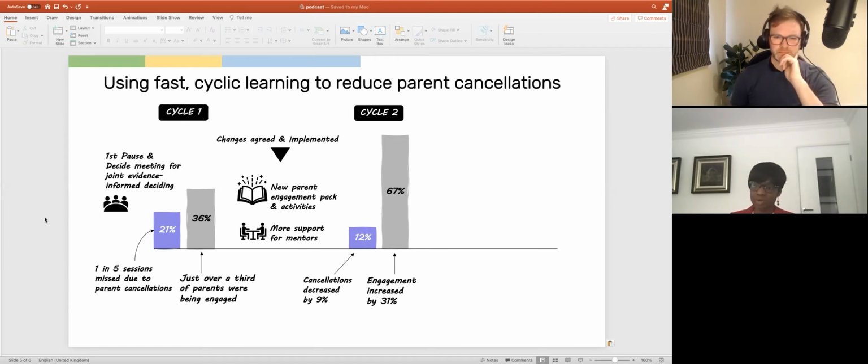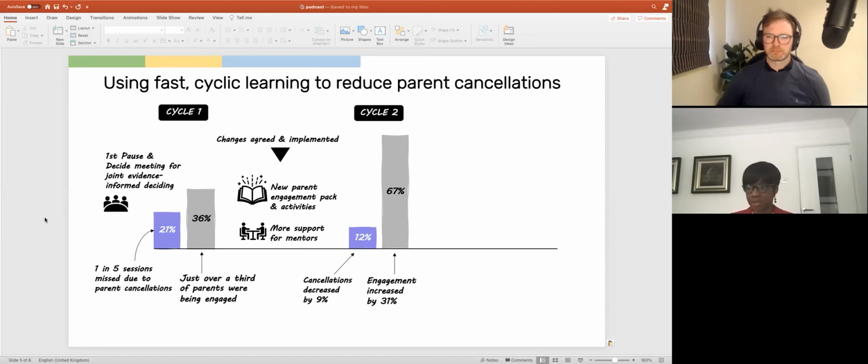And then mentors also said that they would like more support to be able to engage with parents. A reason why only 36% of parents were being engaged by mentors is because some mentors lack the skills and confidence to do this. So they wanted more support. So we also did that. And of course, Challenge UK led all these changes themselves and they implemented them. And then we saw that that was positive.